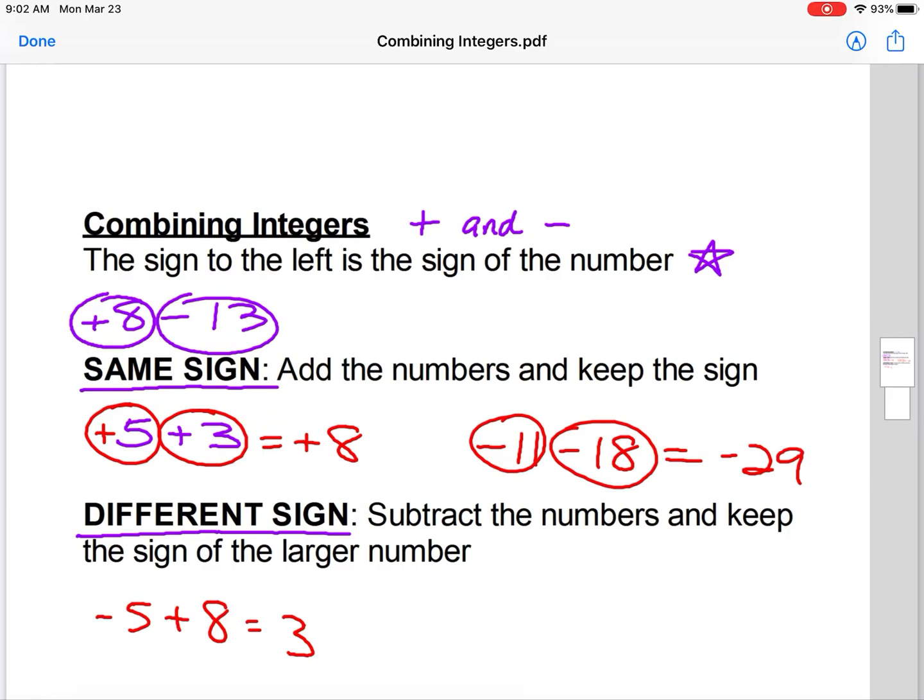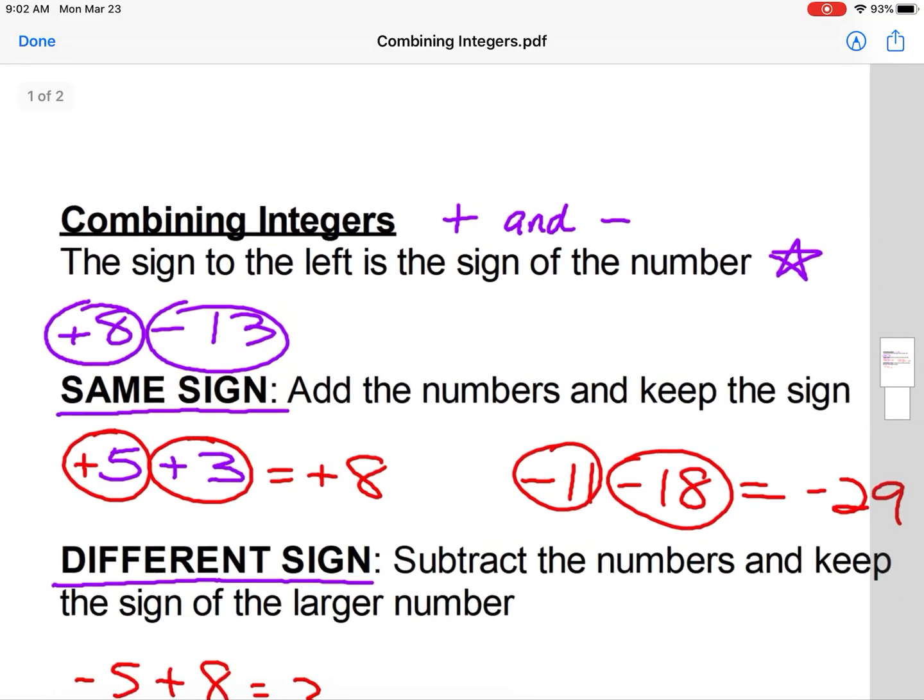So as we look here at combining integers, first thing I want you to consider is the fact that this is not necessarily addition and subtraction. Yes, we are adding and subtracting integers, but I want you to think of each number as its own individual number. So you'll see with the notes, we've got a positive 8 and a negative 13. I've put a circle around both of those numbers so that you can see that each one is separate. Each one is its own thing. You've got positive 8, negative 13.